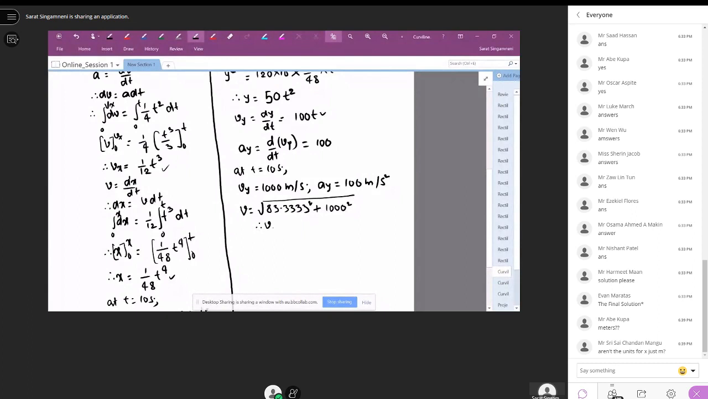Therefore, the total velocity is 1003.4662 meter per second, and the total acceleration is the horizontal x component, 25 square plus the y component, which is 100 square. Therefore, the total acceleration A is 103.0776 meter per second square.